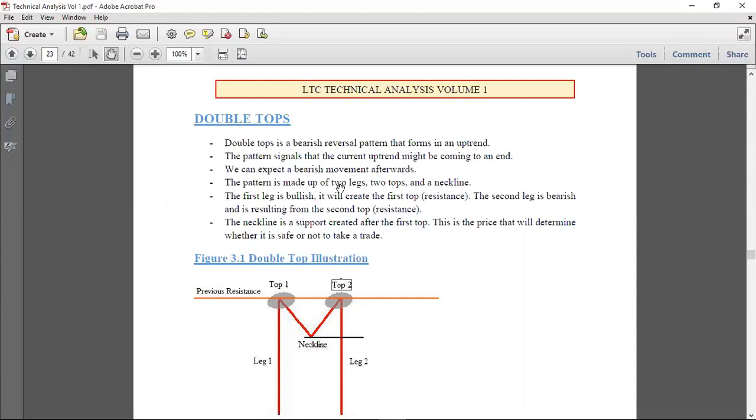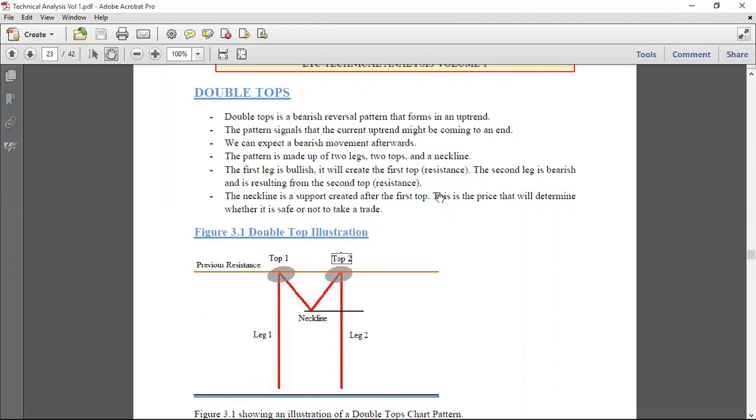The pattern is made of two legs, two tops, and a neckline. So these are the two legs. These are the two tops. And this is your neckline. The first leg is bullish. As you can see, it's going up. It will create the first top, which is a resistance.